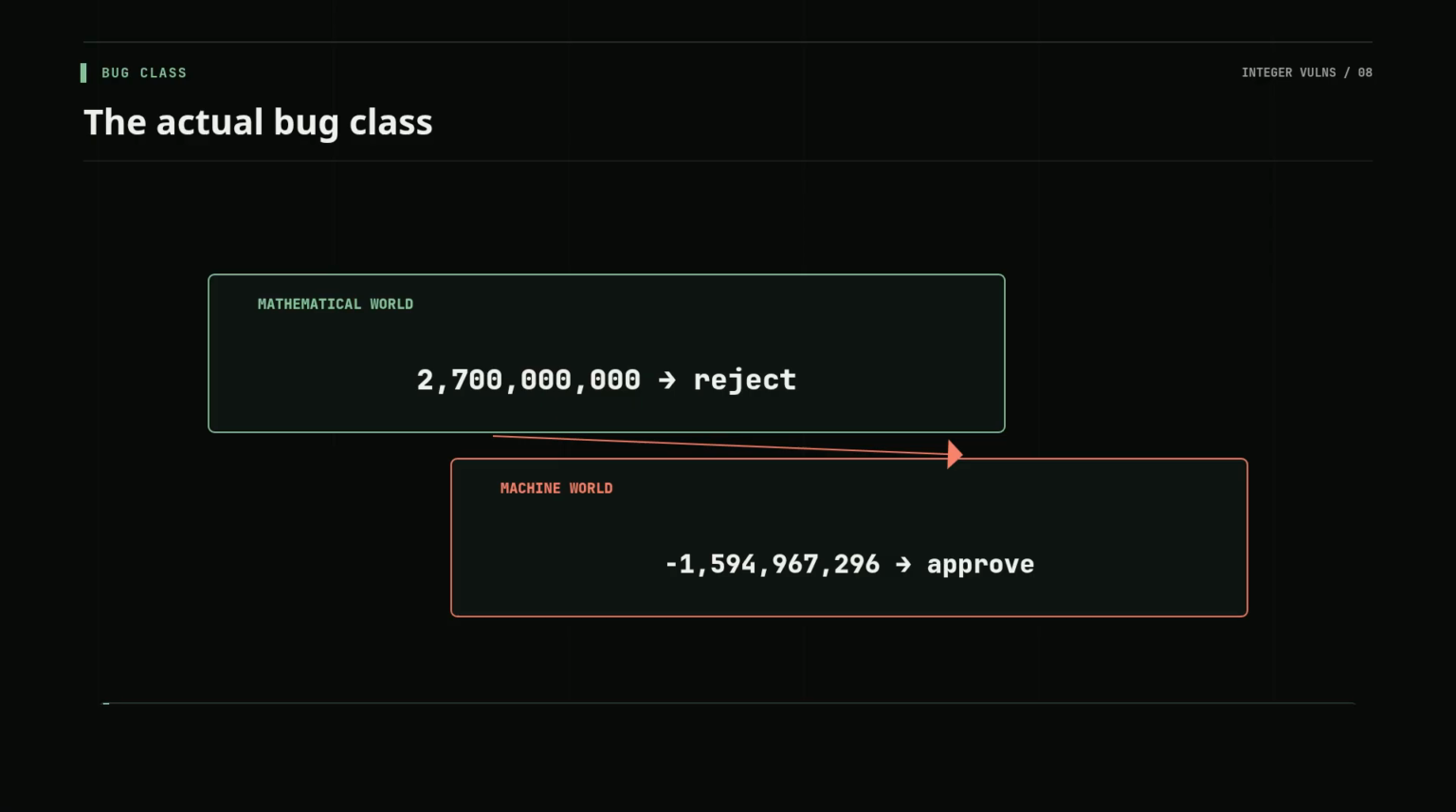The source wanted to prove that the user can afford this purchase, but the program only proved that the wrapped-in value is less than the balance. Those are not the same statement. Most integer bugs are exactly this kind of mismatch. The programmer checks one world, but the CPU computes in another.